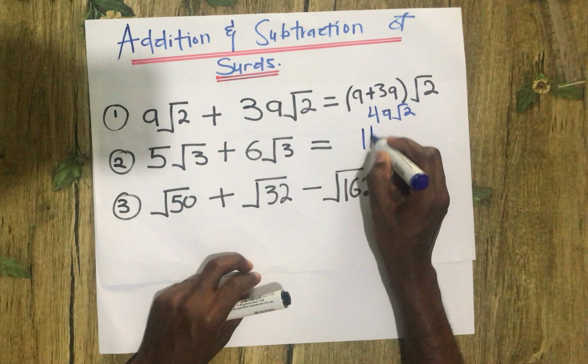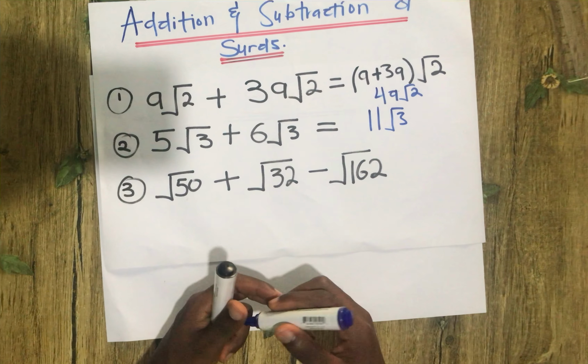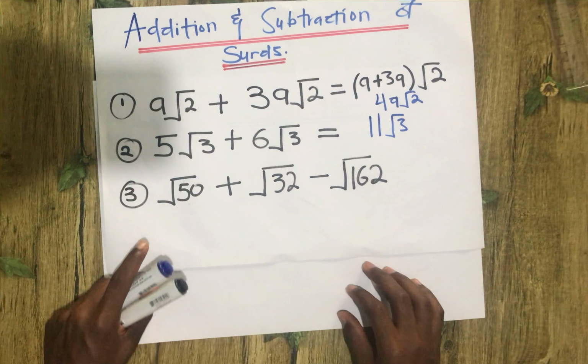Now we have 5 root 3 plus 6 root 3, and as we can see here, they have the same variables in their roots, therefore they are like terms. So we get our final answer as 11 root 3. Now let's look at this example.